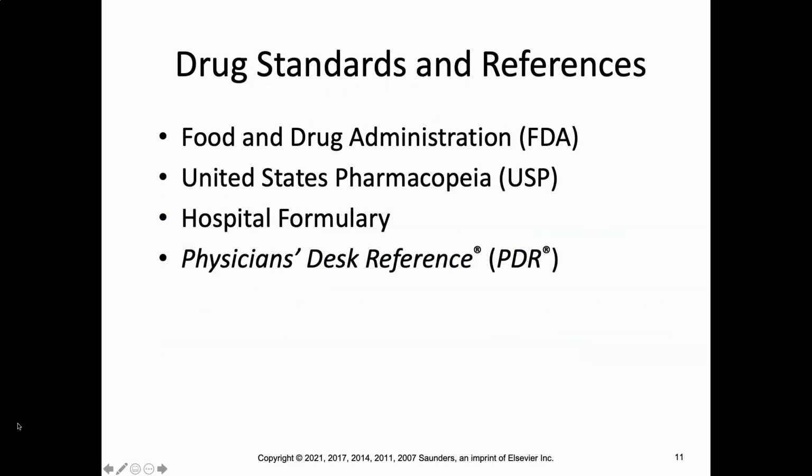There are some drug standards preferences that we want you to be aware of. There's the Food and Drug Administration, the FDA. They're the ones that look at prescription drugs, over-the-counter drugs, those types of things. The United States Pharmacopeia is where you can look at all the information about the drugs. It reviews what's available commercially and looks at their effectiveness in specific medical conditions.